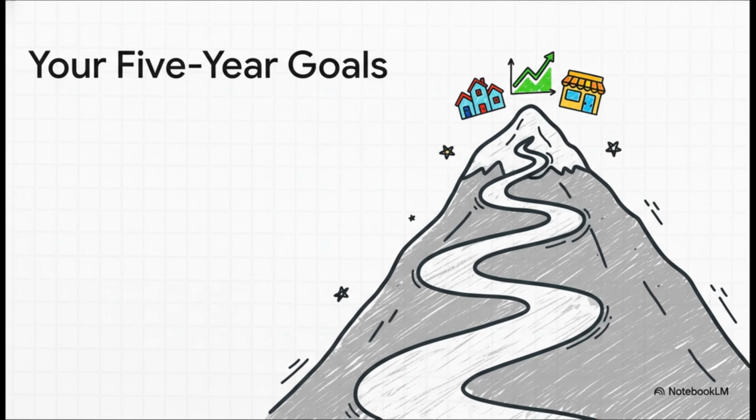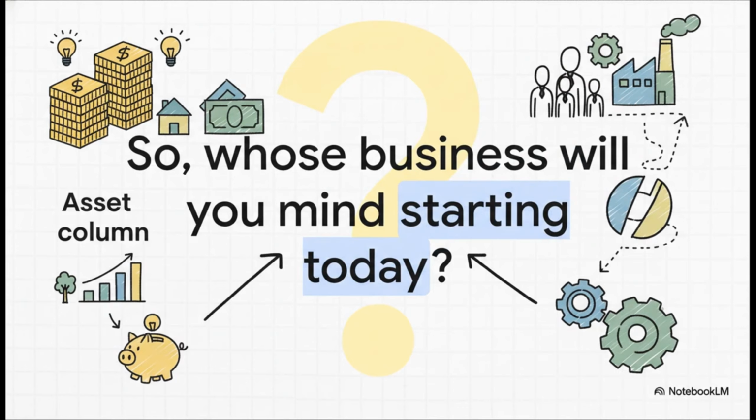What do you want things to look like in 5 years? This is where you get really specific. How much passive income do you want coming in every month? What kind of assets are you going to acquire to make that happen? Real estate, stocks, a side business. You get to decide. And that brings us right back to the beginning, to the big question.